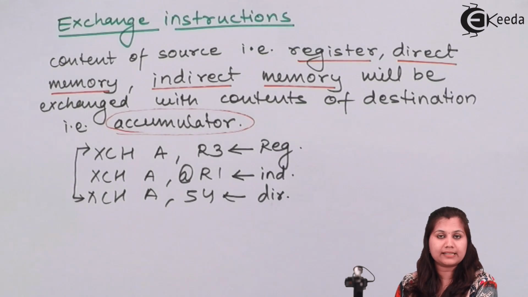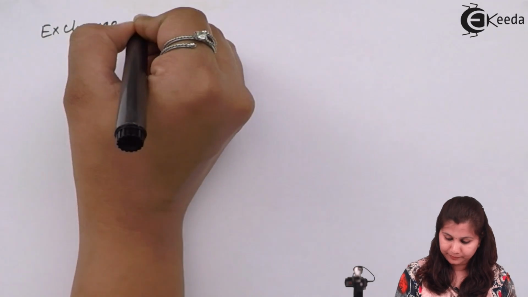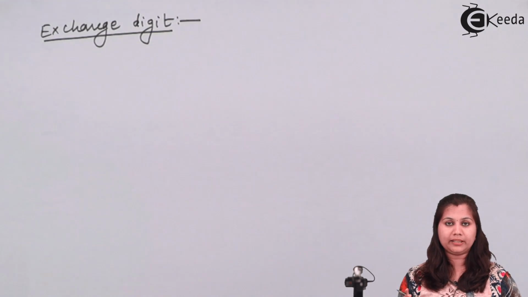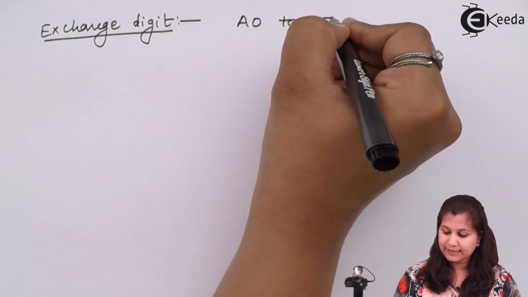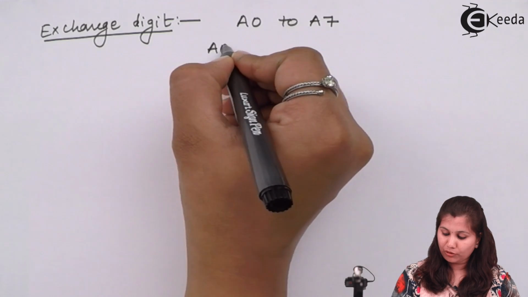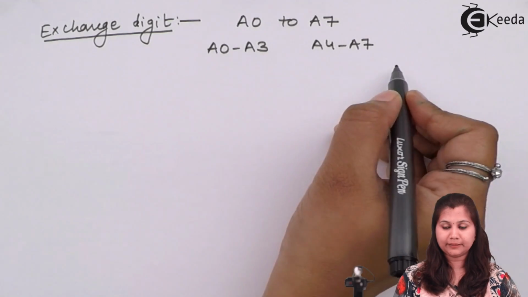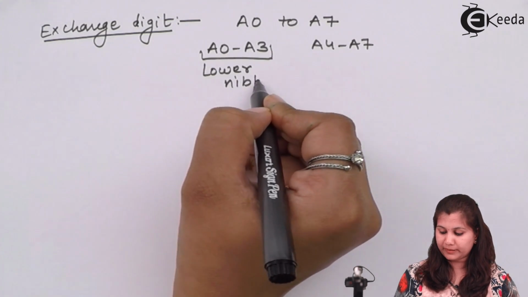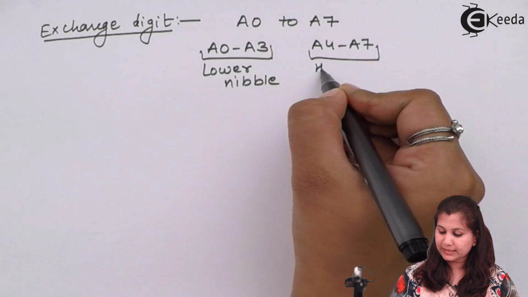Also in these exchange instructions, we have exchange digit instructions. Now the accumulator is an 8-bit register, so it will have the contents from A0 to A7. In this we have A0 to A3 and A4 to A7. 4 bits are there. So this is called the lower nibble. Nibble means 4 bits. A group of 4 bits is called a nibble. So lower nibble, and this is the higher nibble.